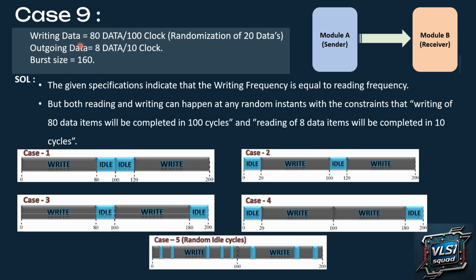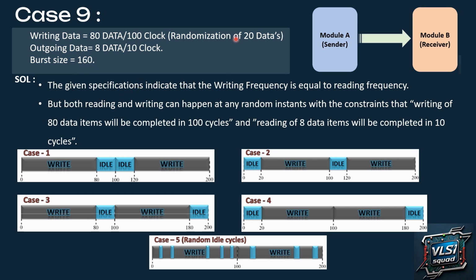We are saying that the writer will write 80 data items per 100 clocks, with randomization of 20 data items. That means the writer can write in any random way, but we have to take the worst possible scenario. I'll explain what the worst possible scenario is. Outgoing data, meaning reading data, will be going at a rate of 8 data items per 10 clocks. Given burst size is 160.